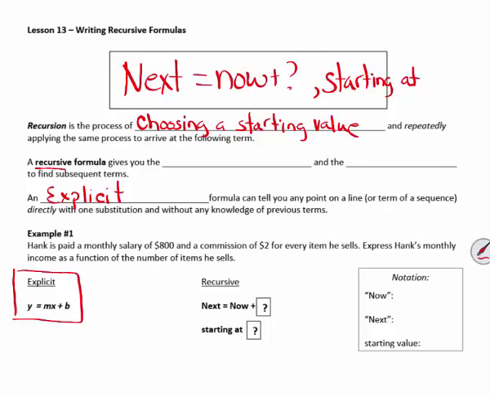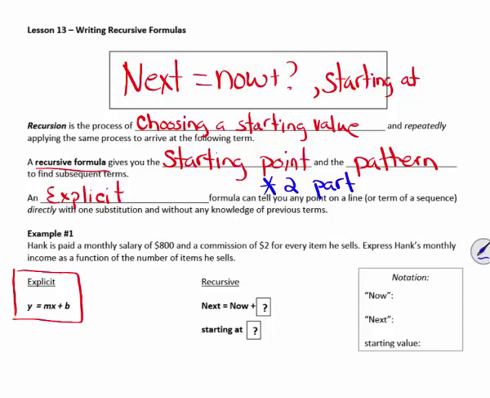A recursive formula has two parts to it. It gives you the starting point and the pattern. So you have to know those two things. We're going to put down here that there are two parts to a recursive formula. Explicit, there's only the equation. That's it. All right, so let's talk about this.